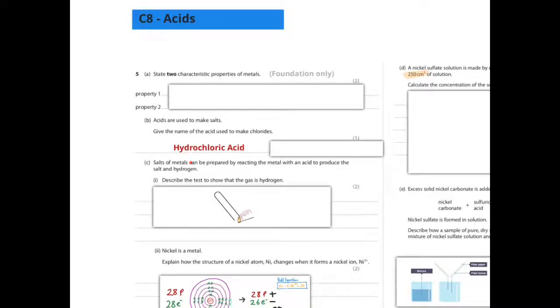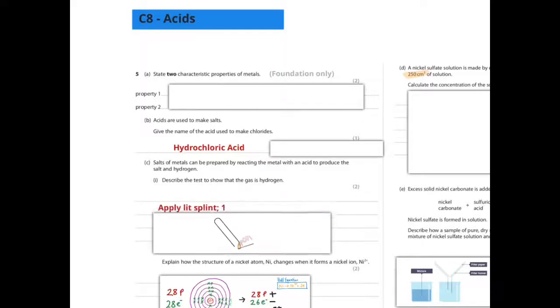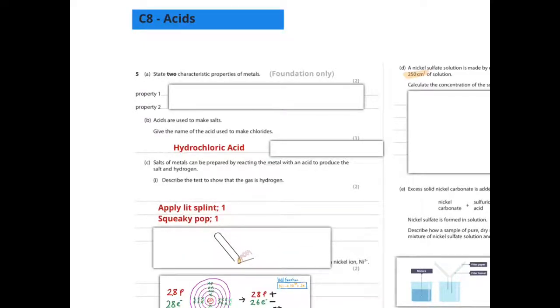Salts of metals can be prepared by reacting the metal with an acid to produce salt and hydrogen. Describe the test to show that the gas is hydrogen. With hydrogen, you hold a lit splint to the mouth of a test tube that contains the gas and you'll hear a squeaky pop. So what you write is, apply a lit splint, squeaky pop. You literally just say what you use and what you'll detect.